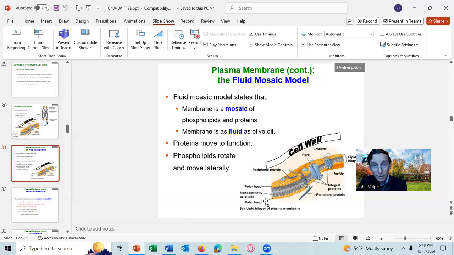The proteins may move about in the cell membrane to function. Many proteins move about in the cell membrane. Let me blow this up again.